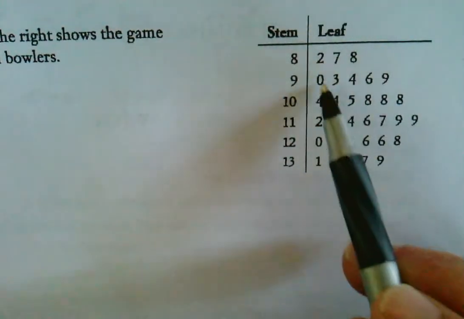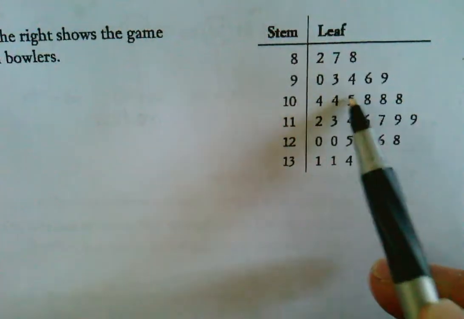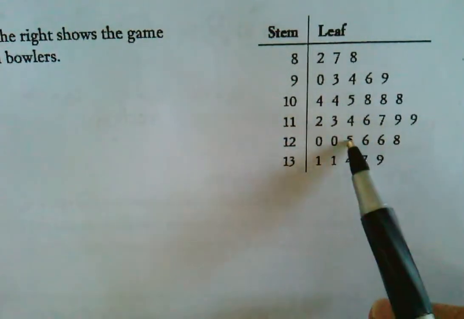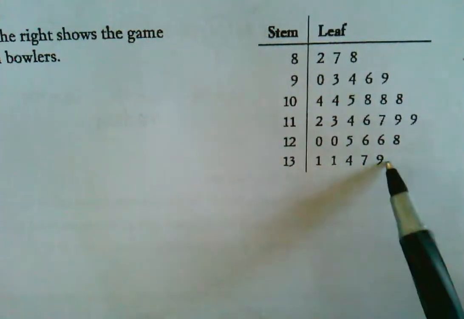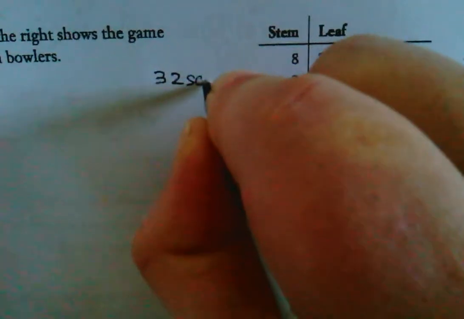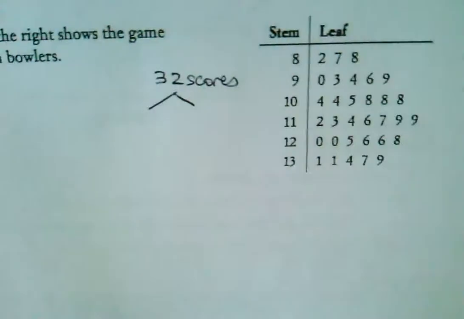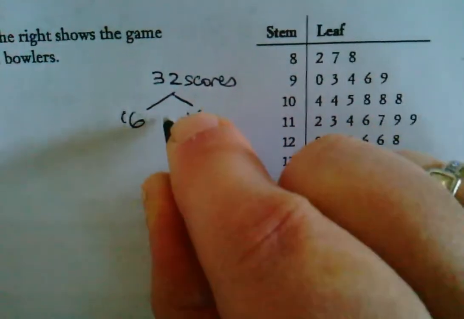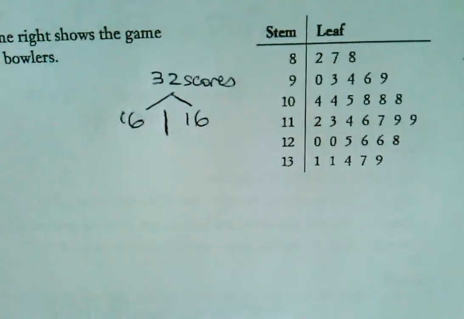1, 2, 3. I got 32 as well. So we're going to go 32 scores. Let's start breaking them up. How do you break them up? 16 on the left, 16 on the right. The median is in between.